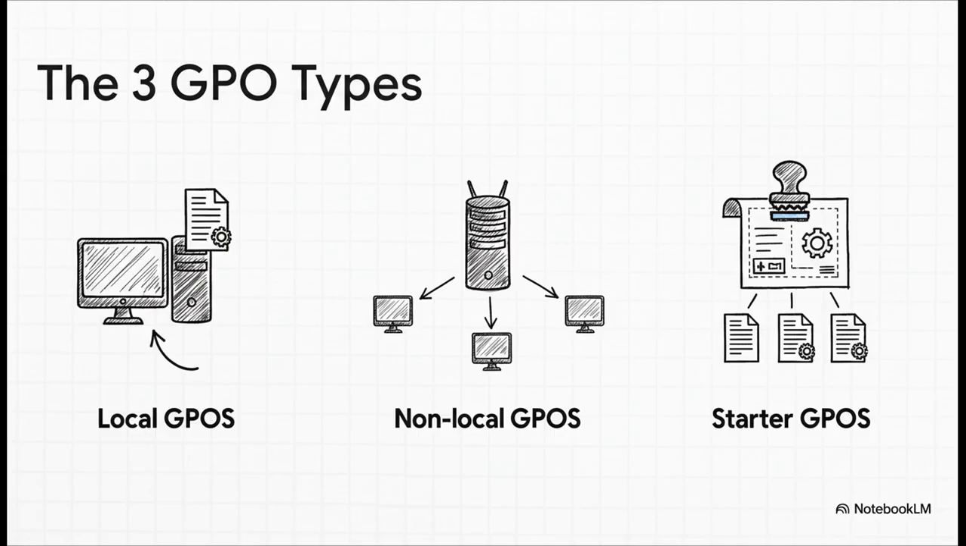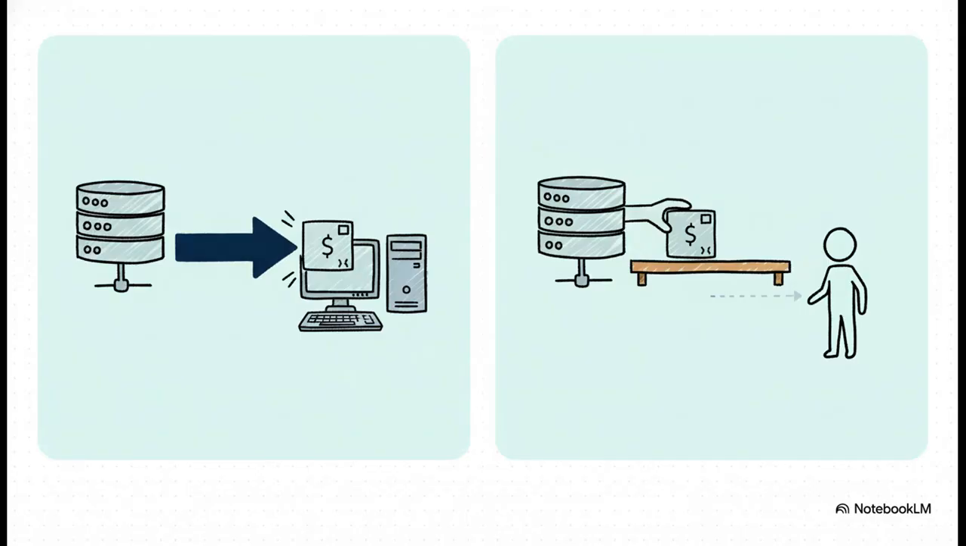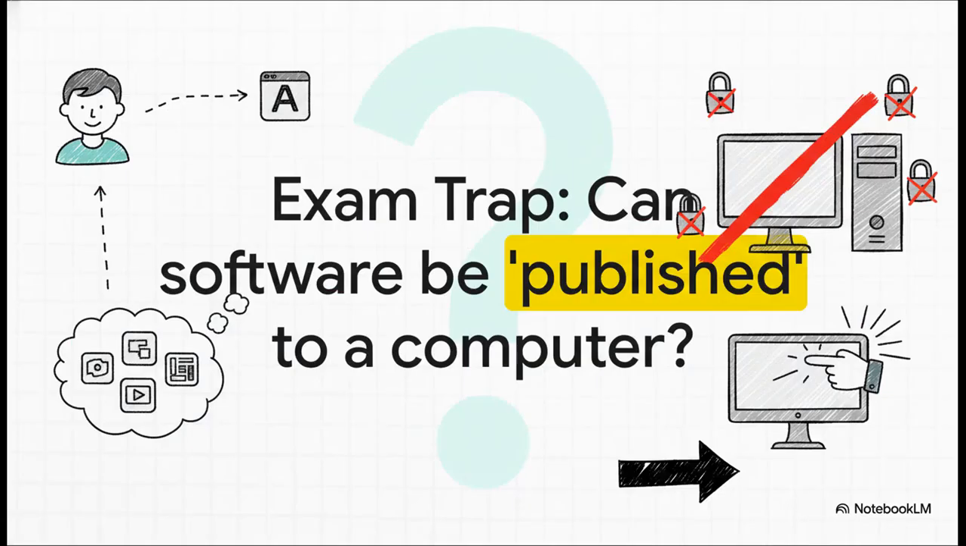And finally, you have starter GPOs. Think of these as templates. They let you create a baseline of settings to make sure all your new policies are consistent and follow best practices from the get-go. When it comes to rolling out software, you have 2 main choices. If you assign it, it's mandatory. It's getting installed, period. If you publish software, it's totally optional. You're just making it available in the control panel for users to install if and only if they want to. So assign is a push. Publish is an offer.